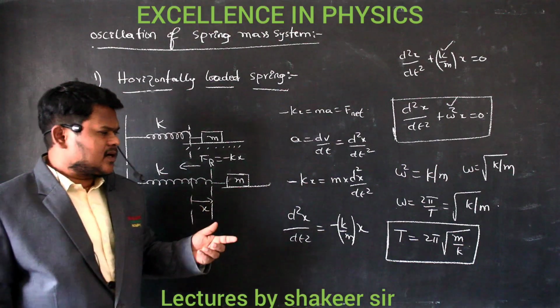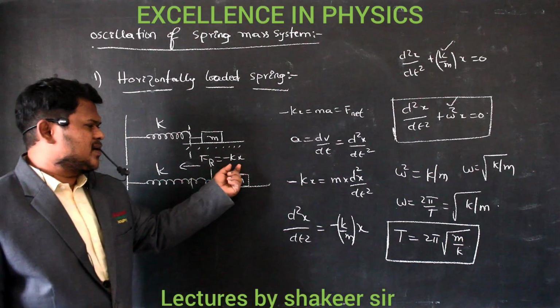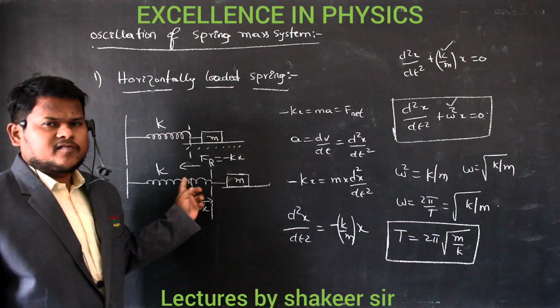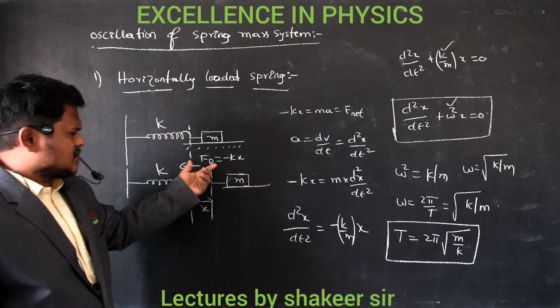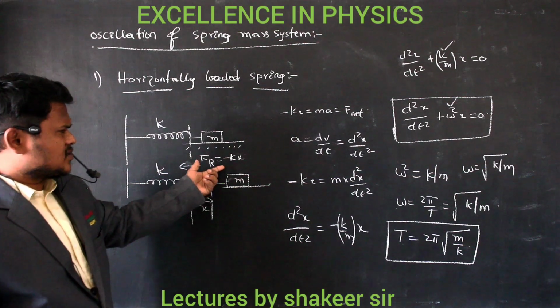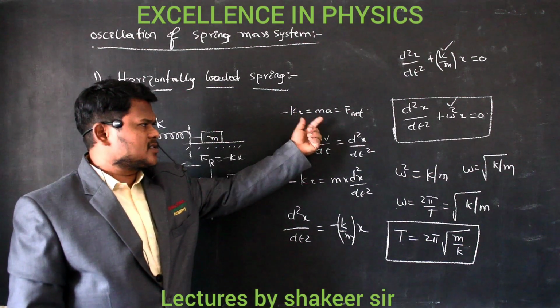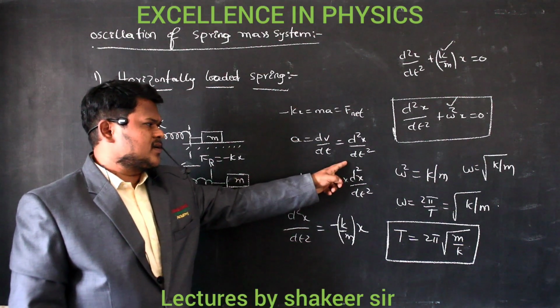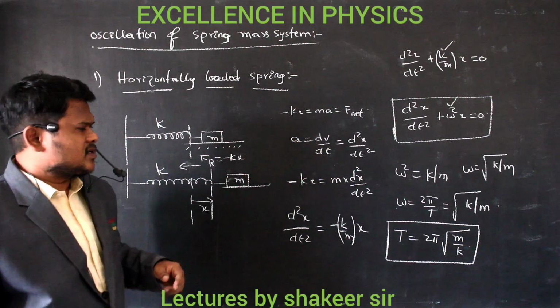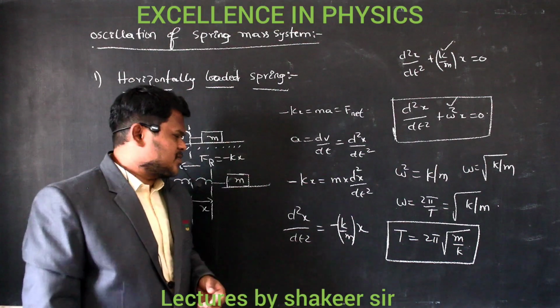Let us see how we calculated this. If I just elongate this spring and release it, then this body will perform simple harmonic motion. When it is displaced by a displacement of x, the restoring force developed is minus k into x. That is the only net force acting on this body. Clear? So acceleration can be written as d square x by dt square. The double derivative of displacement with respect to time is called acceleration.